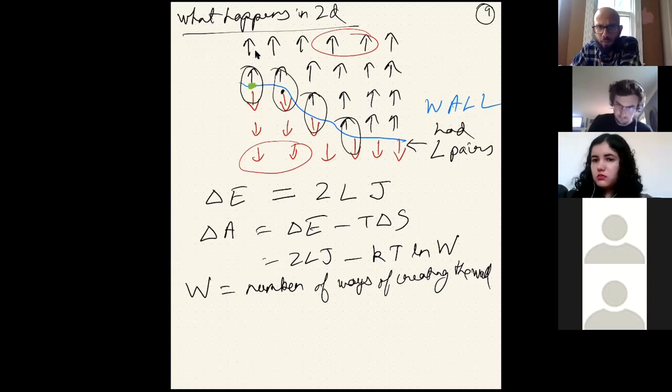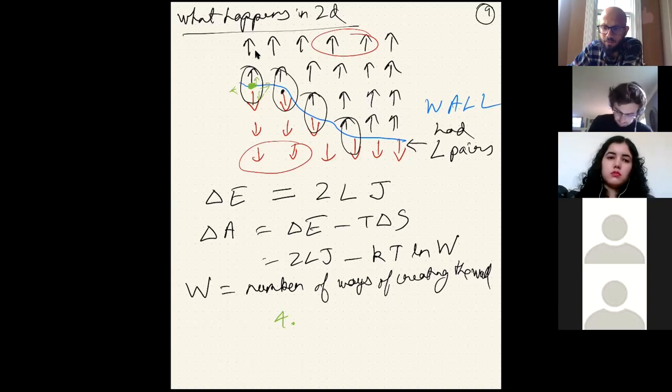I can move up, down, left, or right, right? I can move in 4 different ways. So if my wall has L different parts, L different pairs, for the first one, I can move up, down, left, or right. For the second one, when I come over here, I cannot really move back, right? I can move again up, down, right, but if I move left, then my wall will be annihilated. I would have come back. It's like making the wall and coming and removing it. I cannot do that. So I have to move in some other direction.